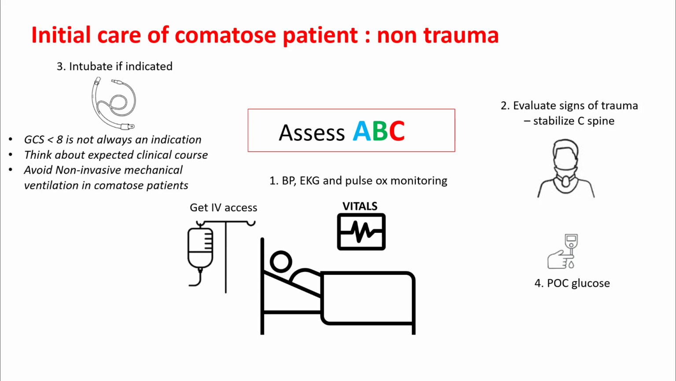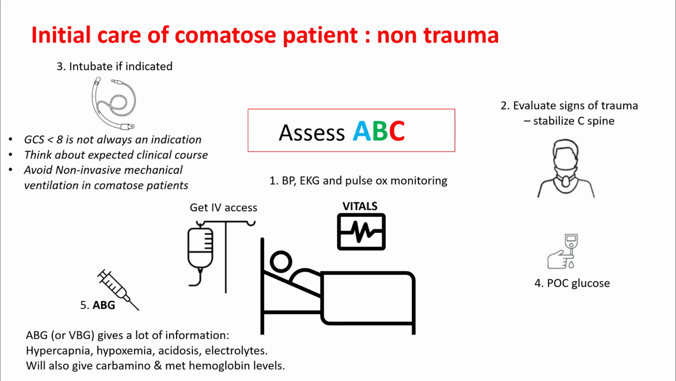Always get blood glucose levels. EBG is very useful and can give you a lot of information much faster than a routine lab or a stat lab. It can give you an idea about hypercapnia, hypoxemia, acidosis, electrolytes, and can also give levels of carboxyhemoglobin and methemoglobin. If you're thinking about Wernicke's encephalopathy, give them thiamine. If you're thinking about opiate overdose, give them naloxone, but don't use it routinely on all patients.